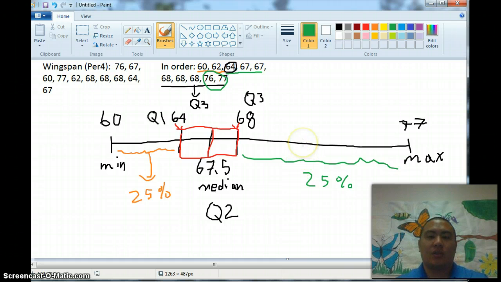Okay, so what we're doing with the box and whisker plot is we're trying to make a box that shows 50% of the people are close together, and then you have people on the outside, the whisker part. Okay, so that's it for this video.